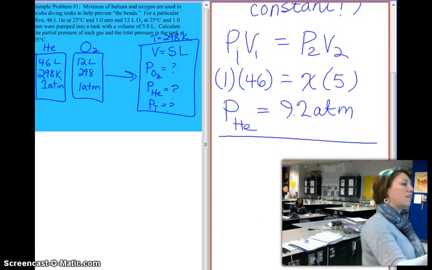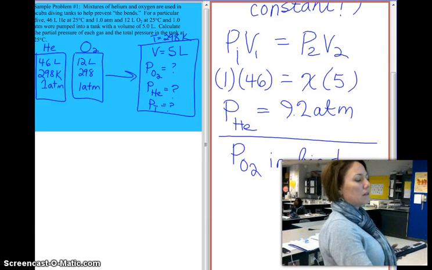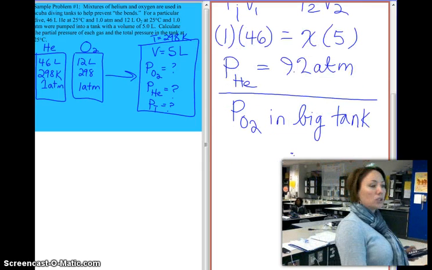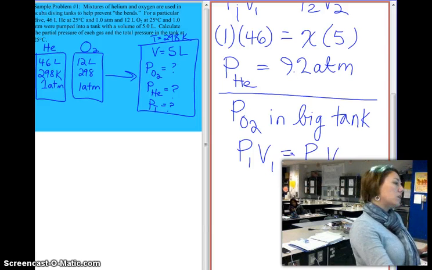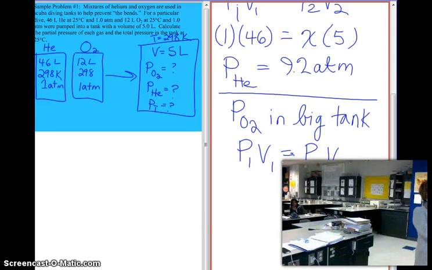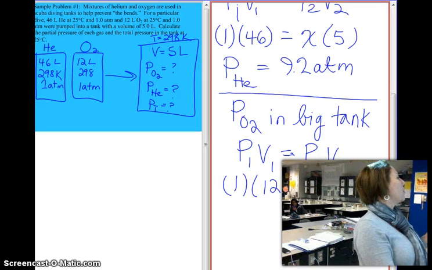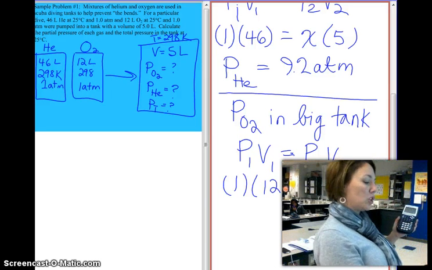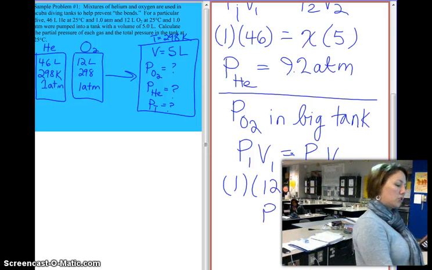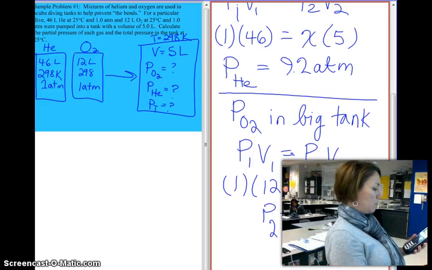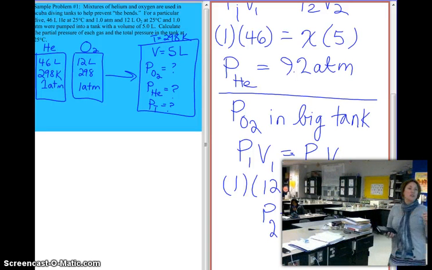We'll get the pressure of oxygen in the big tank. And again, same deal. The volume and pressure are changing, but nobody else is. So we'll do a P1 V1 equals P2 V2 to get our pressure of oxygen in the big tank. Our original pressure was 1. Our original volume is 12. What will the new pressure be when we smush it into a 5-liter container? So 12 divided by 5. Our new pressure is going to be 2.4 atmospheres. So I have already answered 2 of the questions that they have asked me.